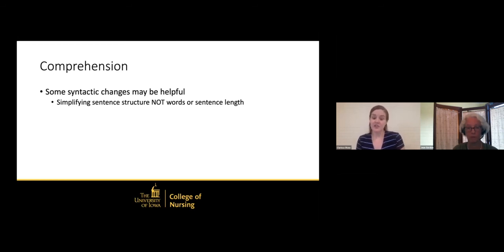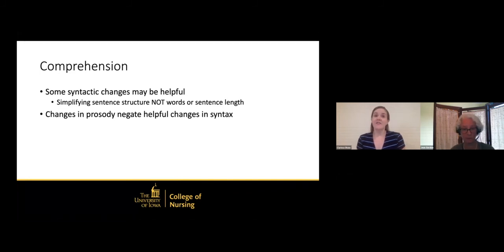You can see that's actually more words, but by taking out that embedded clause, the nurse's name, it might be simpler for the patient to understand. One thing we do know though is that if you take that same sentence and really exaggerate your prosody, it can negate any of those helpful changes in syntax.